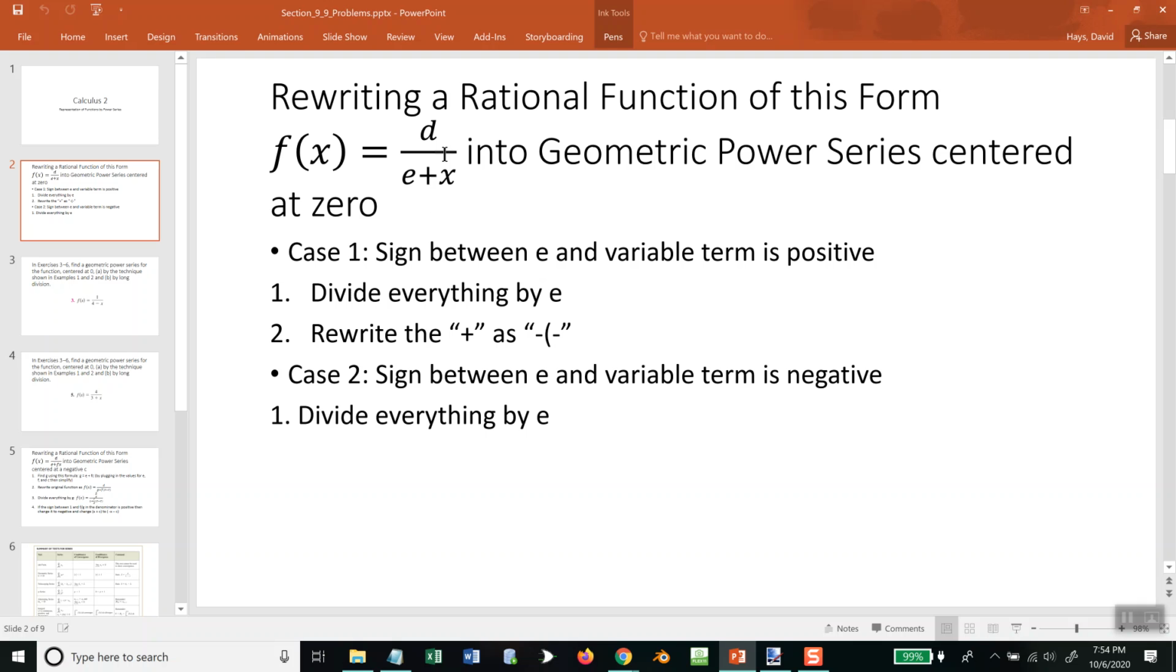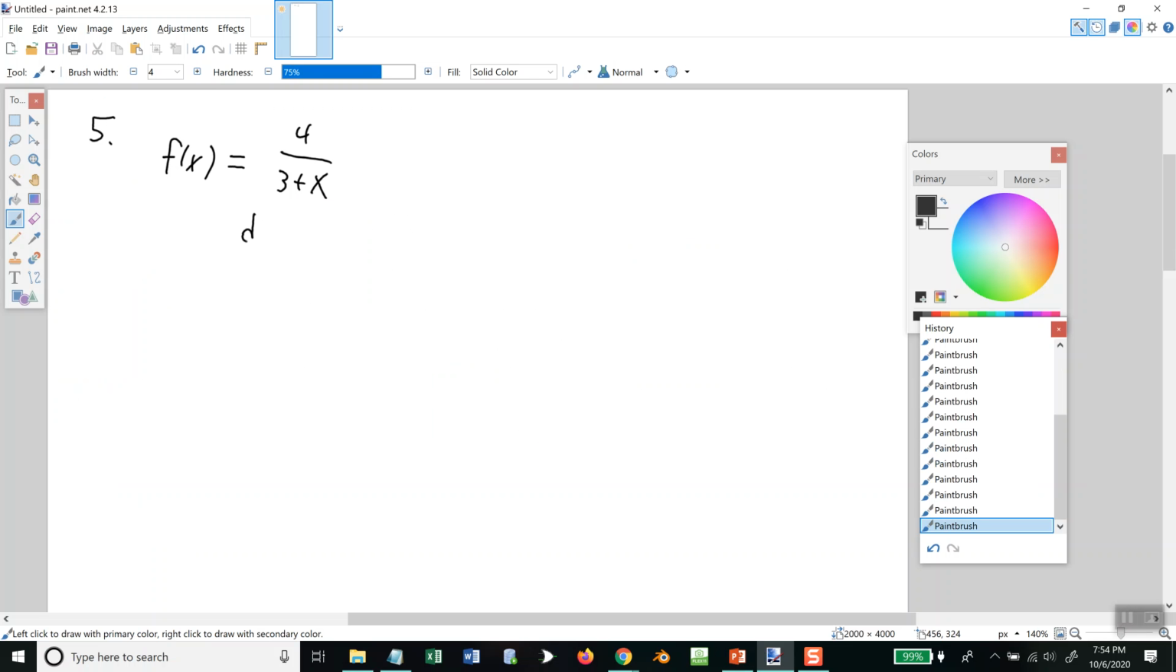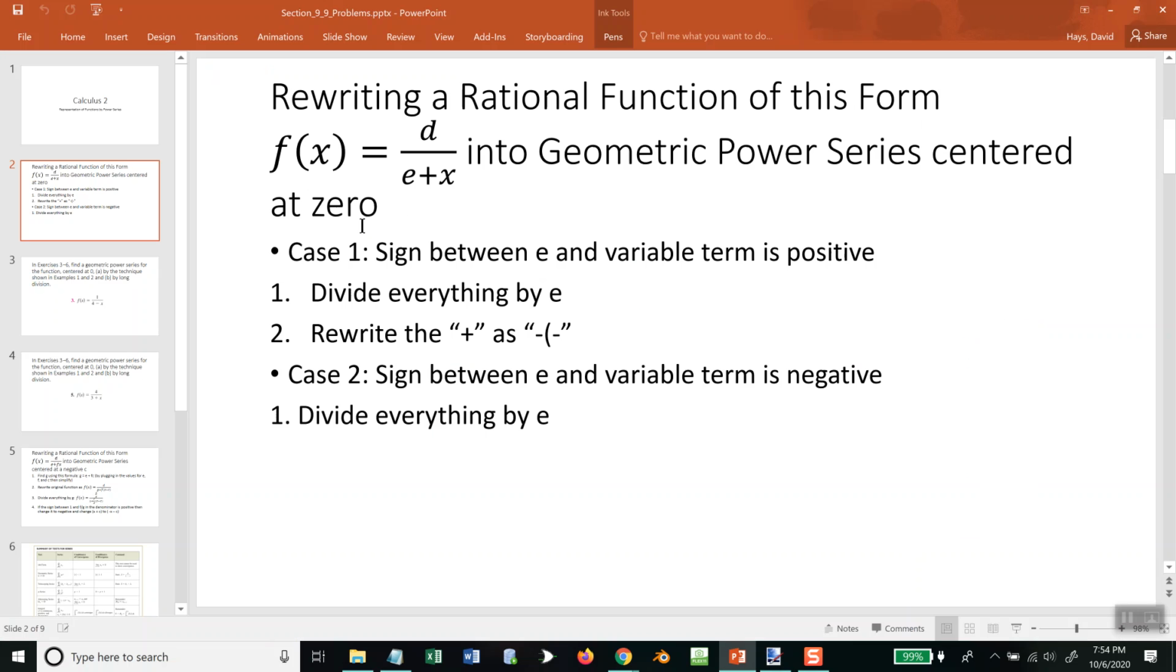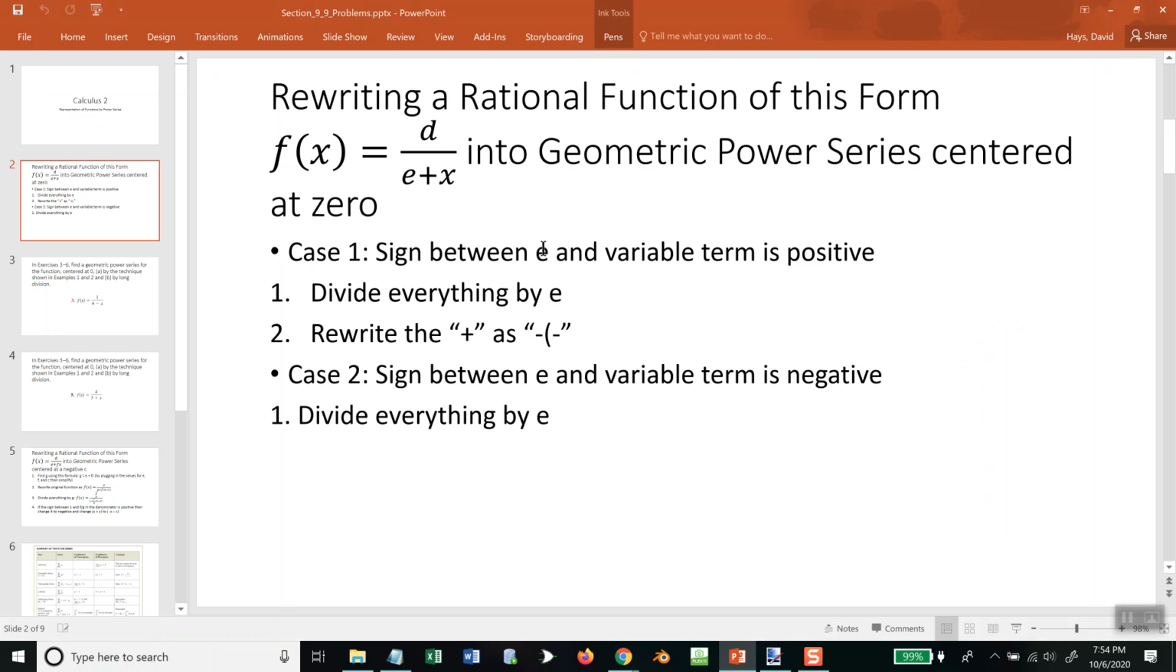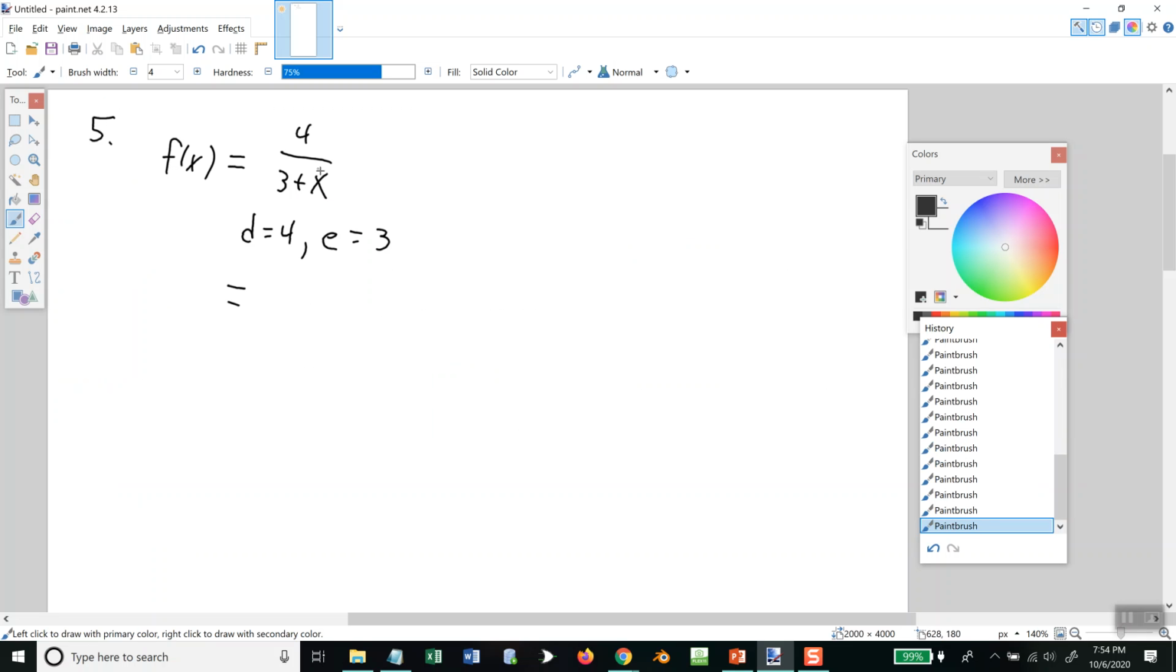Back to this. D is the number on top. D is 4. E is the constant on the bottom, constant term. And this has a plus between it. The plus between it is case 1. The sign between E and the variable term is positive. So first thing we do is divide everything by E. So we divide everything by 3. So I got 4/3 over 3/3 plus x over 3.